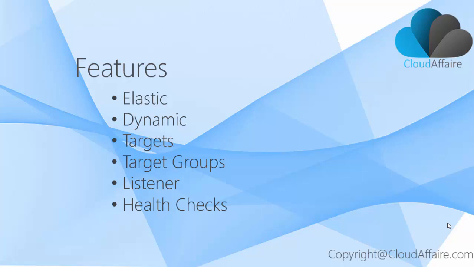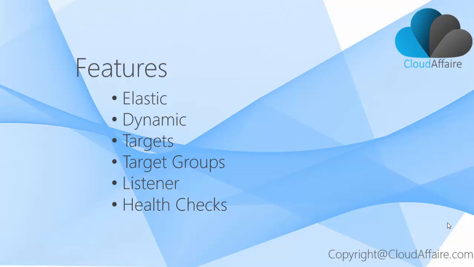Targets. Elastic Load Balancer can distribute traffic across multiple targets such as EC2 instances, containers, and IP addresses. Target groups. Target groups are used to route requests to one or more registered targets. Listener. A listener checks for connection requests from clients, using the protocol and port that you configure, and forwards requests to one or more target groups, based on the rules that you define.